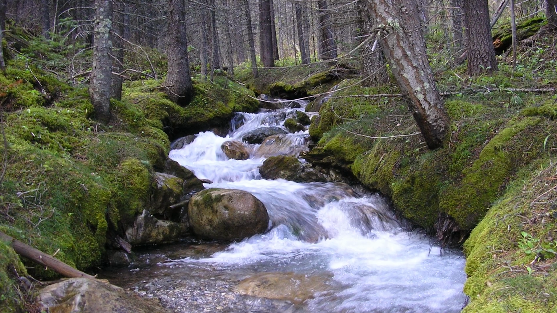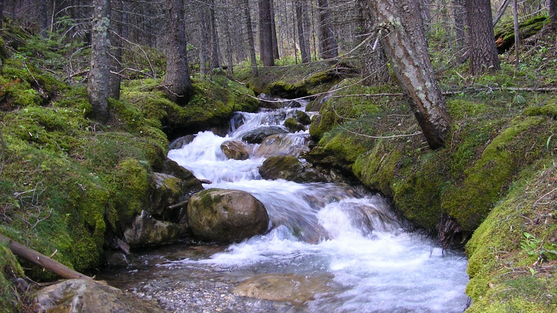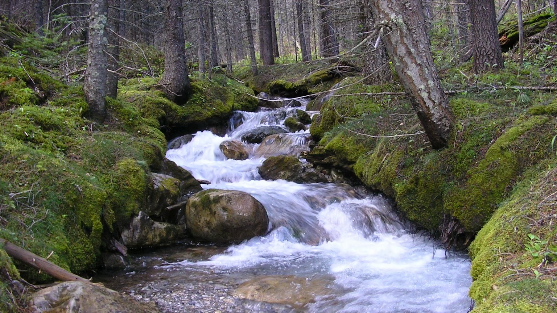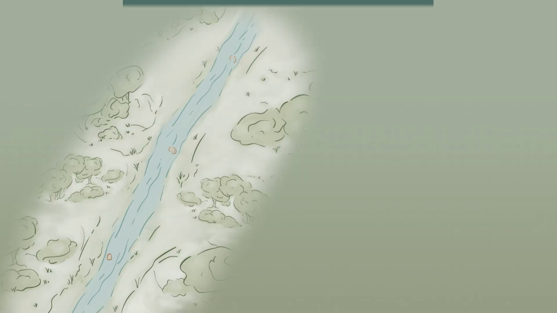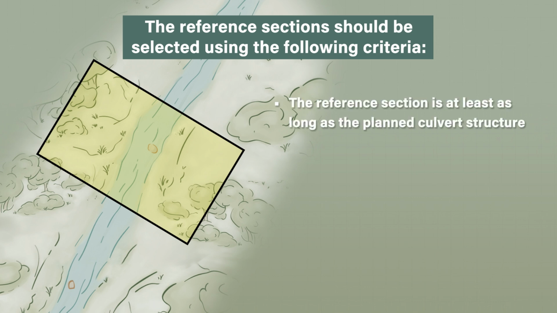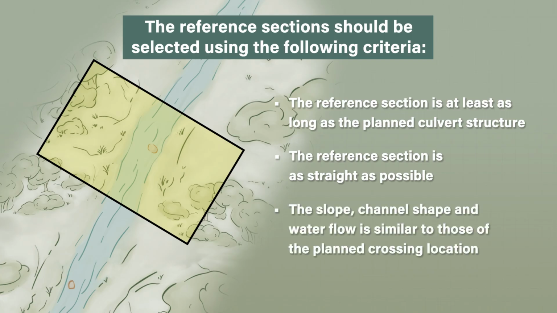In the case of a culvert installation or replacement, the survey area should include several reference sections to help determine the natural channel characteristics. The reference sections should be selected using the following criteria. The reference section is at least as long as the planned culvert structure. The reference section is as straight as possible. The slope, channel shape, and water flow is similar to those of the planned crossing location.